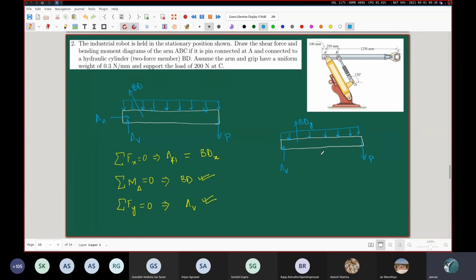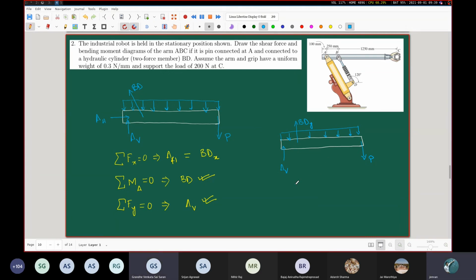Okay, so conceptually, from 0 to point A, there is no load, so it will be 0. In fact, I would say that you don't even have to start from that absolute left-hand side. Just like in the previous one, you can neglect that part. You can start from this point A and go up to this point C.